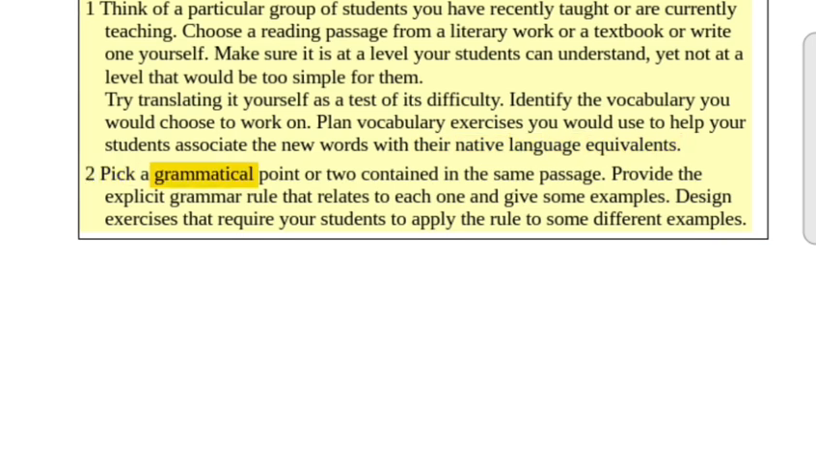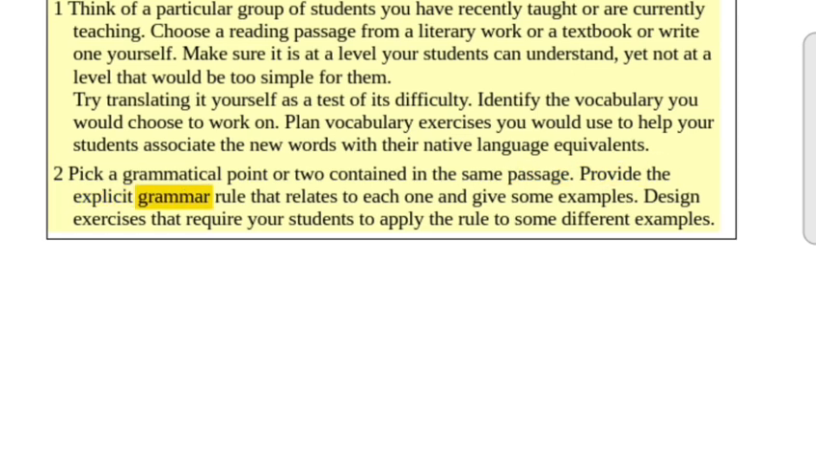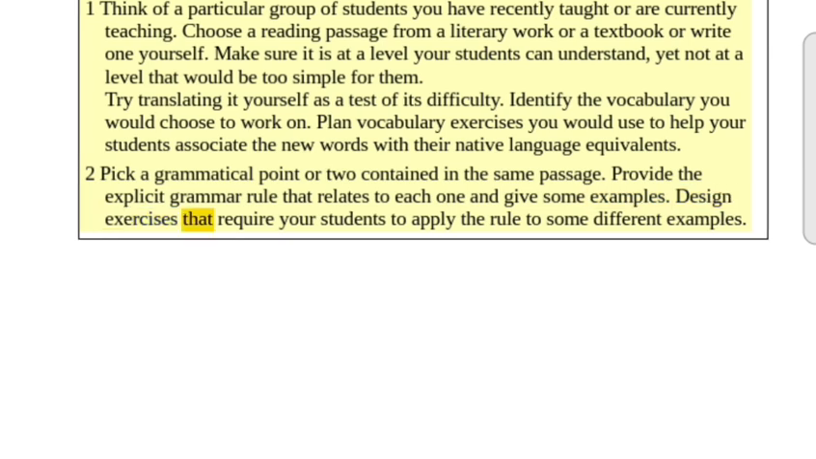2. Pick a grammatical point or two contained in the same passage. Provide the explicit grammar rule that relates to each one and give some examples. Design exercises that require your students to apply the rule to some different examples.